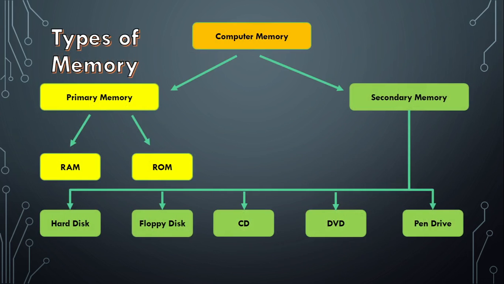Types of memory. Computer memory is of two types: primary memory and secondary memory. The primary memory is of two types: RAM and ROM. And here you can see many types of secondary memory such as hard disk, floppy disk, CD, DVD, pen drive, and many things more.